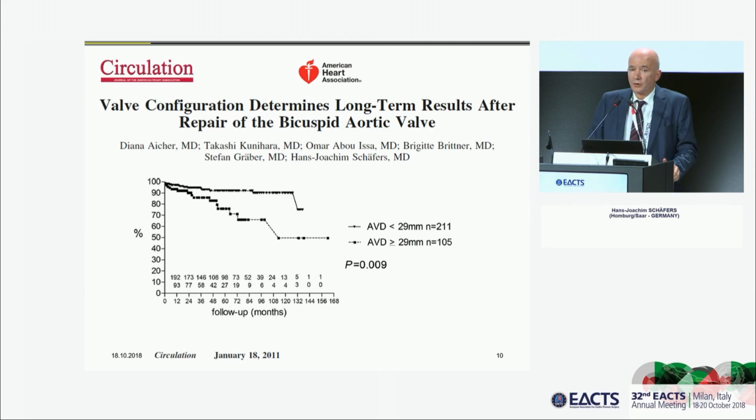We also, in another model, and this was actually an eye-opener to us, saw that annular dilatation could be a risk factor, and these were patients with isolated bicuspid valve repair. So no mixture of root versus valve. So these were all patients who had severe AR as the primary problem.